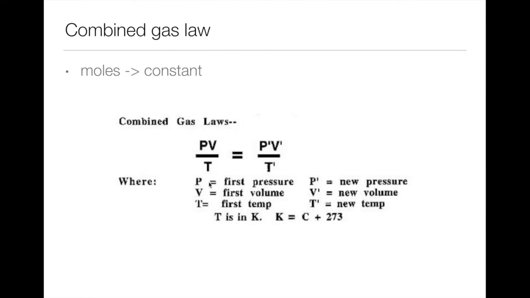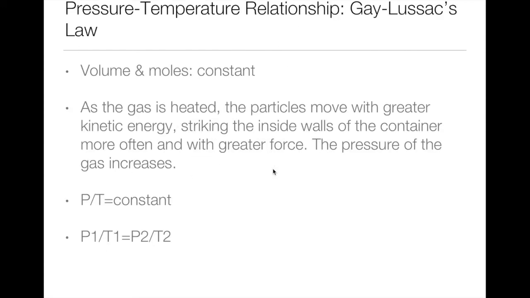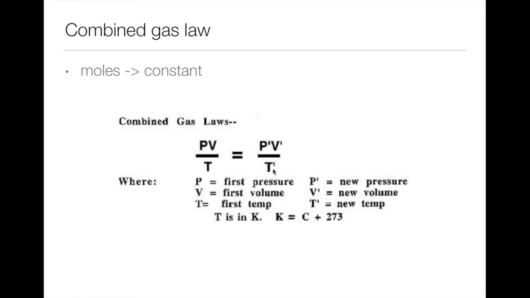For instance, if we have V constant, V equals V', therefore V will leave, and we've got P over T equals P' over T'. If we have temperature constant, T will leave from both sides, then we've got PV equals P'V'. If I keep the pressure constant, P will leave, and I will have V over T equals V' over T', and we've got all these three laws in one combined law. According to what you have constant, it's the same.